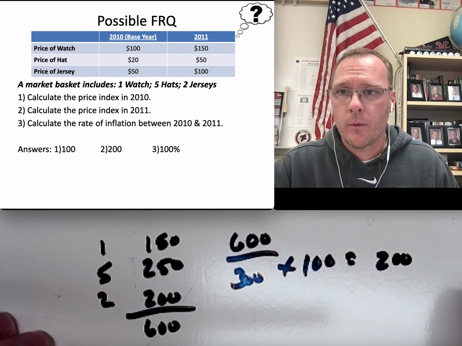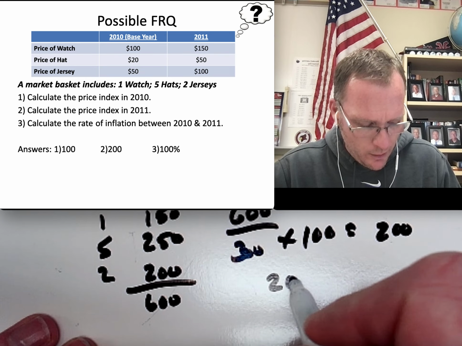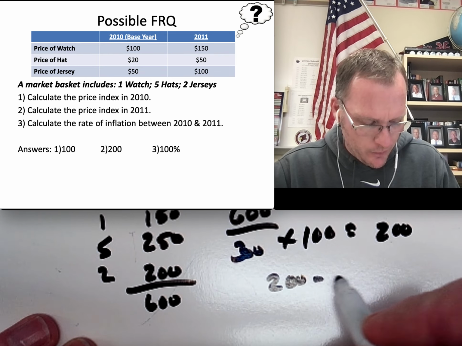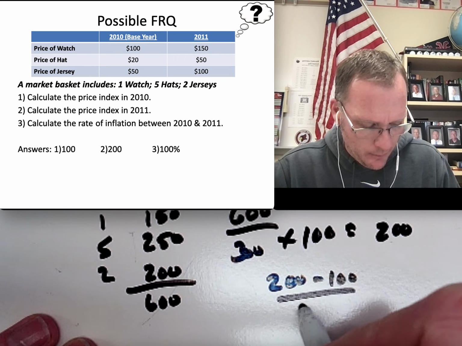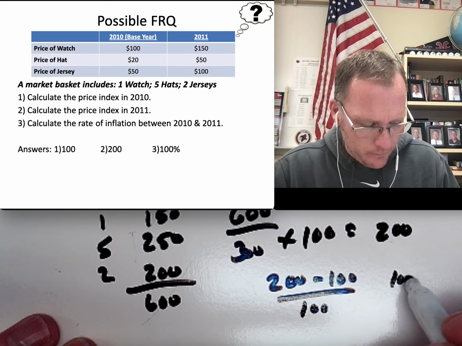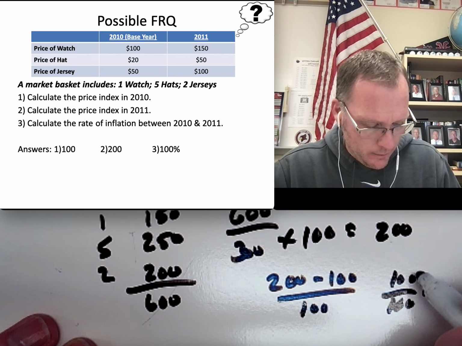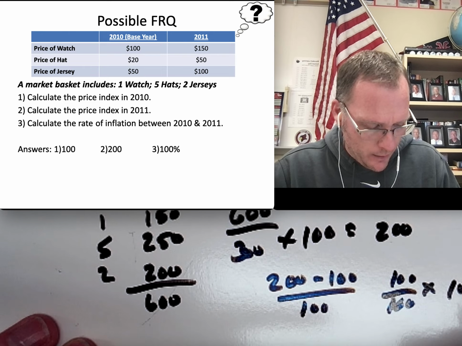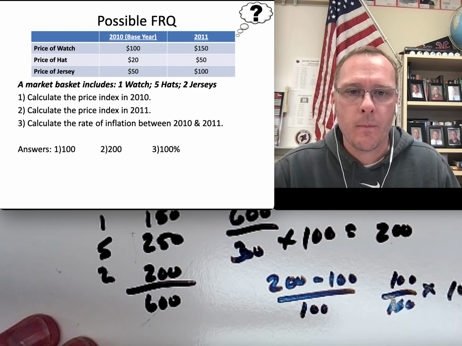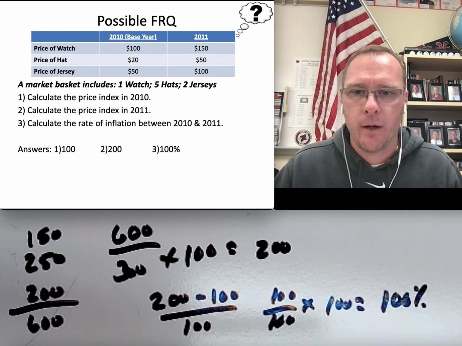So now I need to calculate the rate of inflation. Well, if I calculate the rate of inflation, I'm going to take my second number, right? So my 200, I'm going to subtract my first one of 100, and then I'm going to divide by 100. So 200 minus 100 is 100. 100 divided by 100 is 1. And then I'm going to multiply that 1 by 100, you're going to see that that is 100% inflation, right?